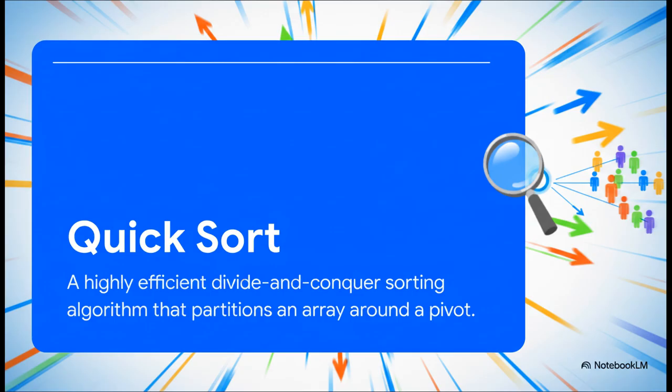Well, that better strategy brings us exactly to the formal definition from our source material. It's called quicksort. It is a highly efficient, divide-and-conquer sorting algorithm. It organizes elements by selecting a pivot and partitioning the array around it. Okay, that's the technical definition for sure. But what does it actually mean for our messy line of people?